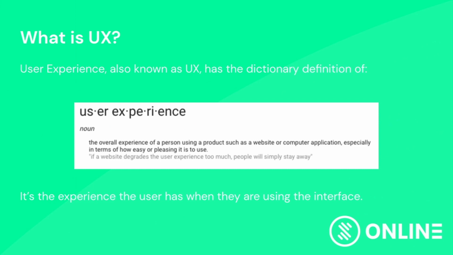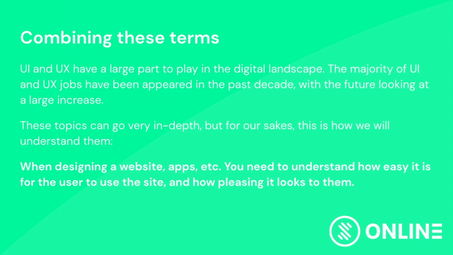UX and UI are really complex topics and they go really in-depth, but we're just going to be scratching the surface. They have a large part to play in the digital landscape. In the past decade, there have been a lot of design jobs focused on just UI and UX, and a lot of companies are just using Figma to design how their software looks. Most apps and websites you see might be designed using Figma, and it's super easy to go through. These topics can go very in-depth, but for our sakes, this is how we're going to understand them.